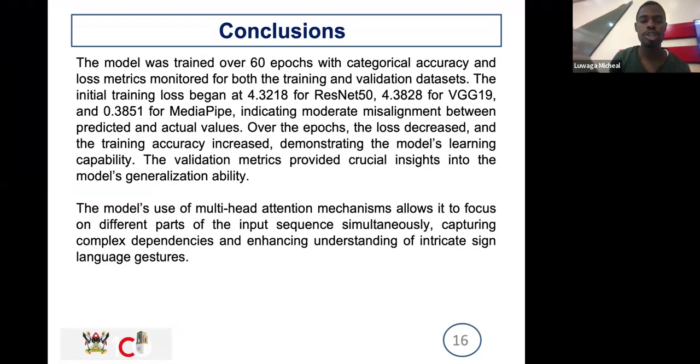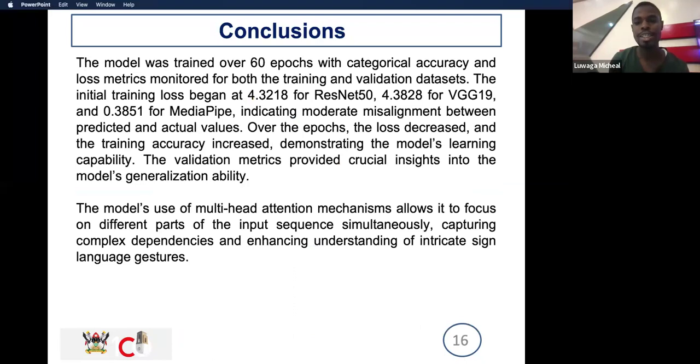Then in the conclusions here, we are seeing that the multi-head attention mechanism helped us to focus on different parts of the input sequences simultaneously, which was able to capture complex dependencies and enhance the understanding of complex sign language gestures. And that's why our models were able to perform better.